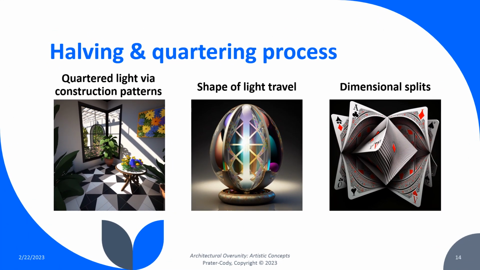Geometric designs detail the halving and quartering process. Architectural designs such as the one on the left of a sunroom show that the lighting complies with the lines of floor tiles, starting and stopping in unrealistic fashion. In the middle, the shape of light travel along the vertical axis shows light refraction with the shape of an egg. On the right, the dimensions split black and red cards and then further quarters those into their divisions of clubs and spades or diamonds and hearts.